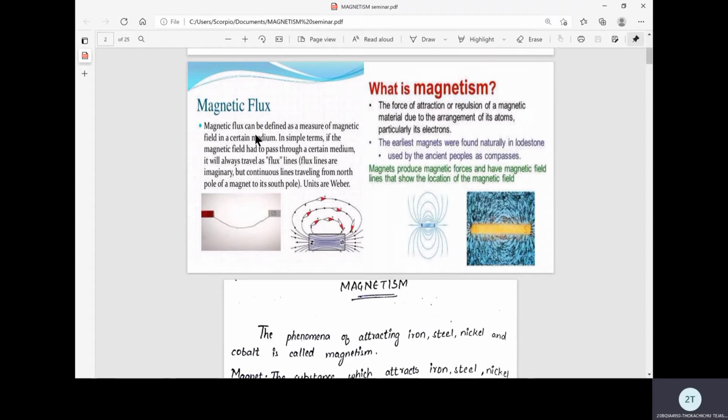On a side note, what is magnetic flux? Magnetic flux can be defined as a measure of magnetic field in a certain medium. In simple terms, the magnetic field has to pass through a certain medium. It will always travel as flux lines. There are these lines between the north and south poles, these lines of attraction, which are nothing but the flux lines. That is the magnetic flux, and the unit of magnetic flux is the Weber.